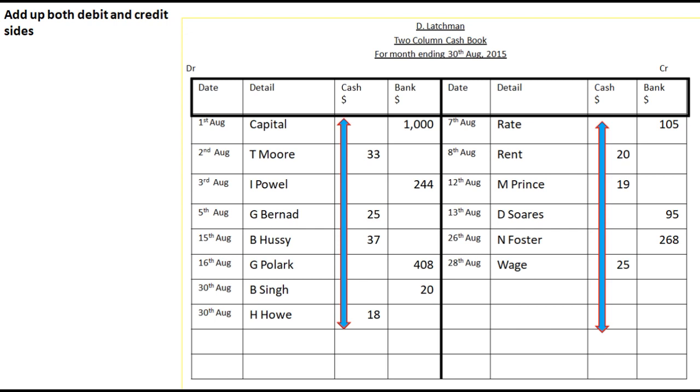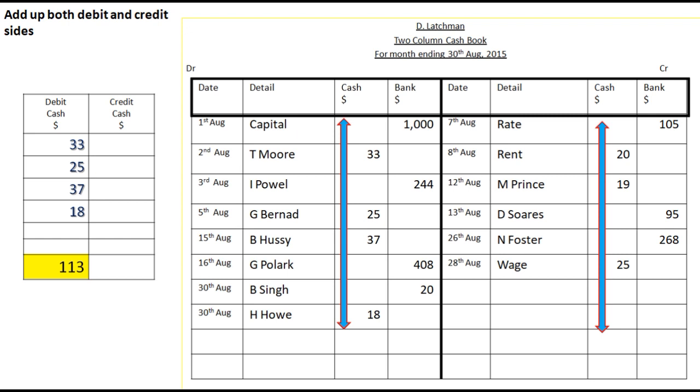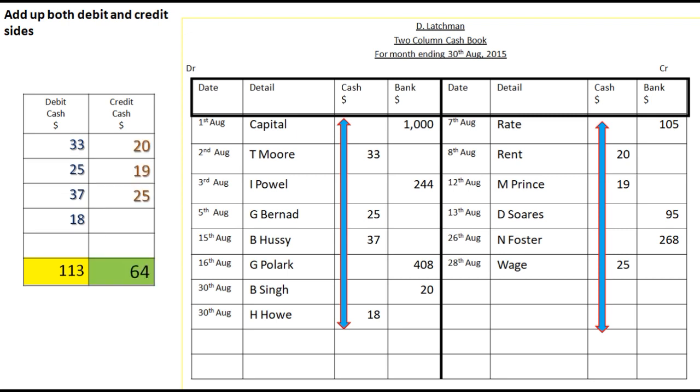After we finish recording all the transactions in the cash book, we're going to start by balancing off the cash columns. When I say balancing off the cash columns, we have to add up both the debit and the credit cash columns separately. So let's add up the debit cash column first. In the debit cash column, we have $33, $25, $37, and $18. When we add up all of those, we have $113.